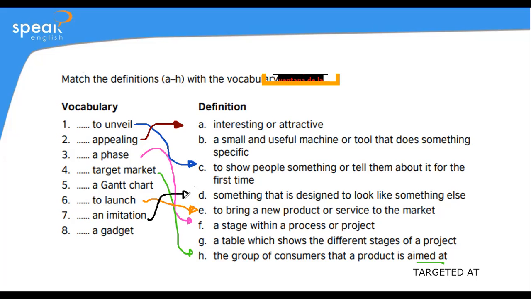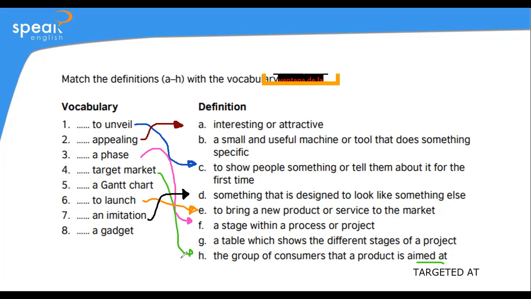Exactly. So there is an original product, let's say, and we can make an imitation. We can make a similar one, or we can just make a product that looks like something that it really isn't. Like Chinese products. Exactly. Or it could be a new creation that has some characteristics that are not really what they look like. Number 8, finally, a gadget.